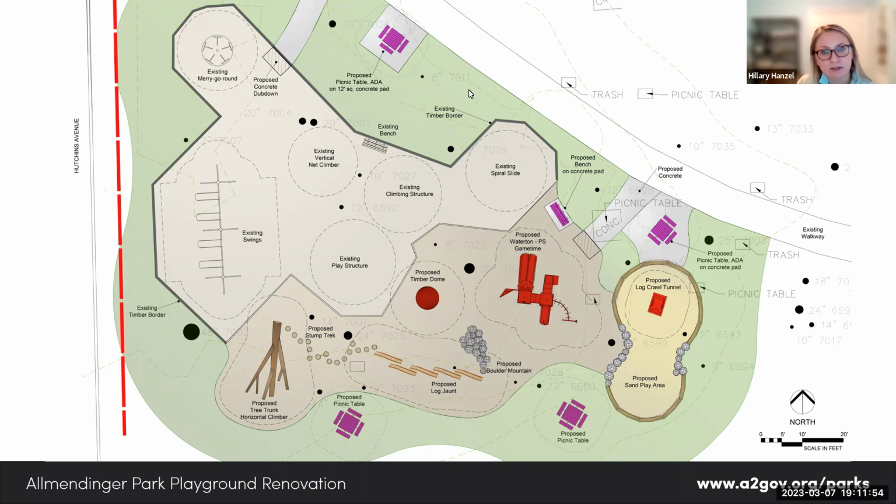Another thing I just want to point out on this overall plan is we're going to have a couple concrete connections to the existing walkway. What those are going to do, we can call them a dub down. They ramp down into the wood chip play surfacing. And so it allows someone in a wheelchair to make that transition down to the playground more smoothly.